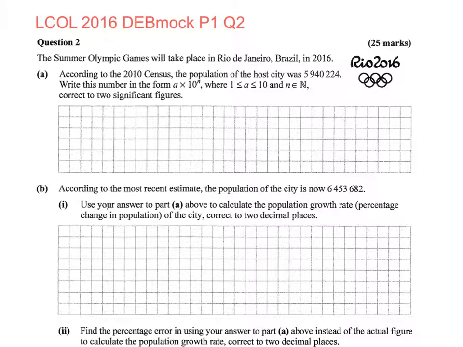Paper 1, question 2. So we're given a number, 5,940,224, and we're asked to write it in the form of a times by 10 to the power of n.